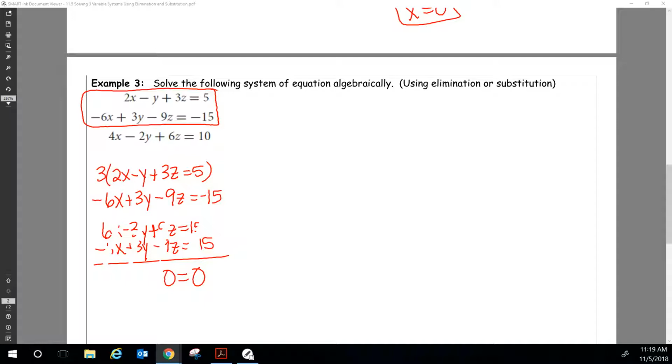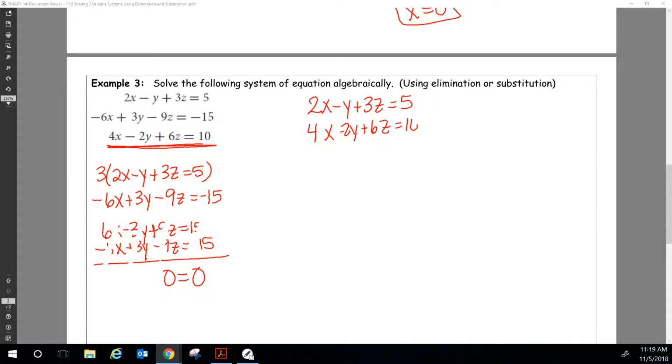I need to test one more set of equations because we haven't figured out if this gives us the same answer. So let's do the same process, but this time we are going to try to get rid of our x's here. So I'm going to look at this equation, first one, and the second one. What would I have to multiply times 2 to get rid of the 4? I'd have to multiply it by a negative 2.